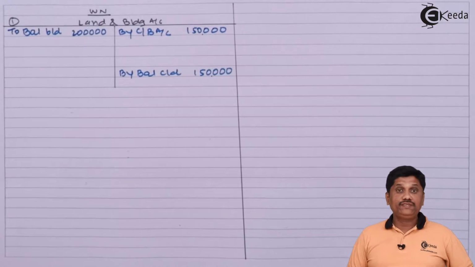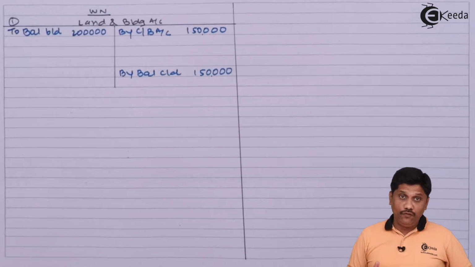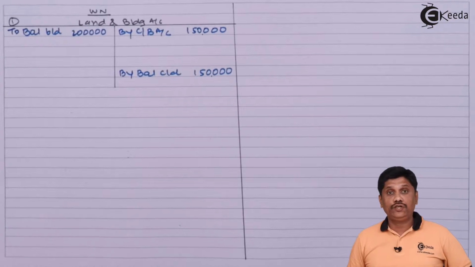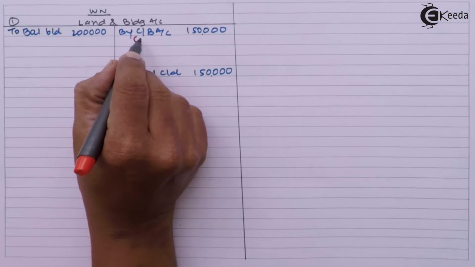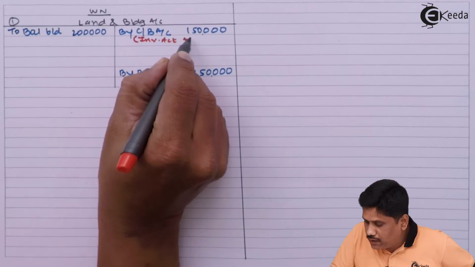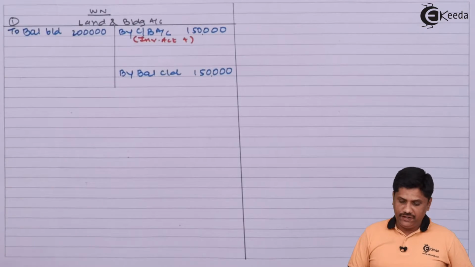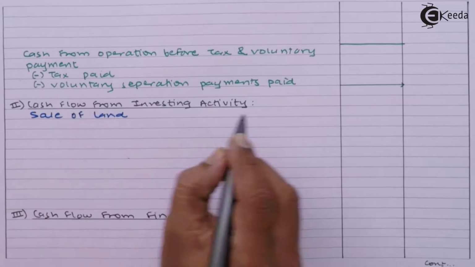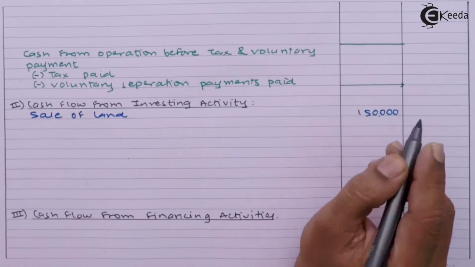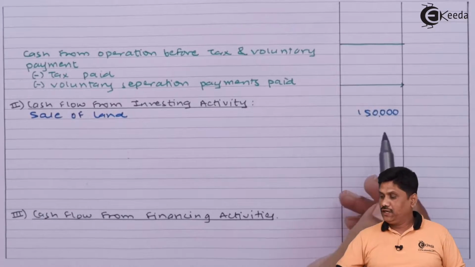By cash or bank means definitely there is a cash inflow. That cash inflow will be shown in your cash flow statement as an investing activity. It will be added in your investing activity. So in investing activity, I am writing here sale of land, $1,50,000. I have shown the inflow.